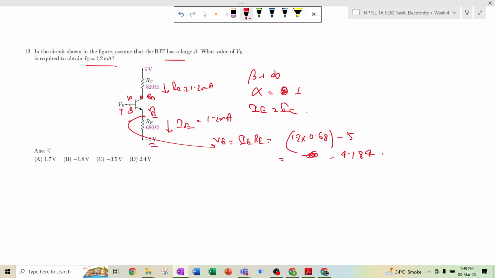Okay, now you have a voltage drop VBE. This VBE is 0.7, that means VB minus VE is 0.7. VB is nothing but 0.7 plus VE. So 0.7 minus 4.184 is equal to approximately minus 3.5 volt, right? Yes, sir.